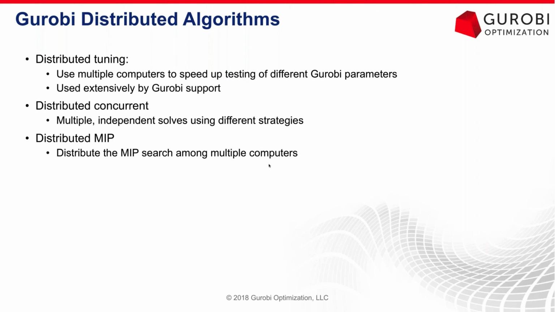We're not going to talk about that in a lot of detail because that's just something that you do in the development phase. We're going to talk in a lot more detail about distributed concurrent and distributed MIP. Concurrent is multiple independent solves of a single model using different strategies. And distributed MIP is going to take the MIP search tree and distribute that among multiple computers. So let's talk about that in more detail.